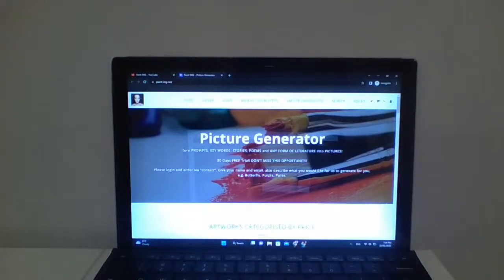Today, we would like to take you and navigate through our newly released app. The app is called PaintING. It is a picture generator. With our app, you can turn prompts, keywords, stories, poems, and any form of literature into pictures.